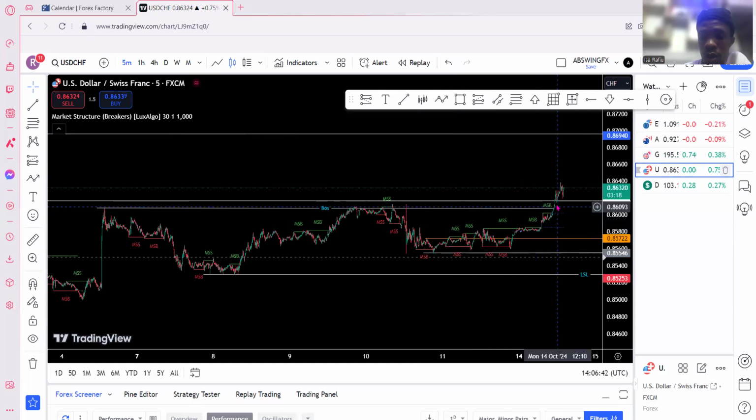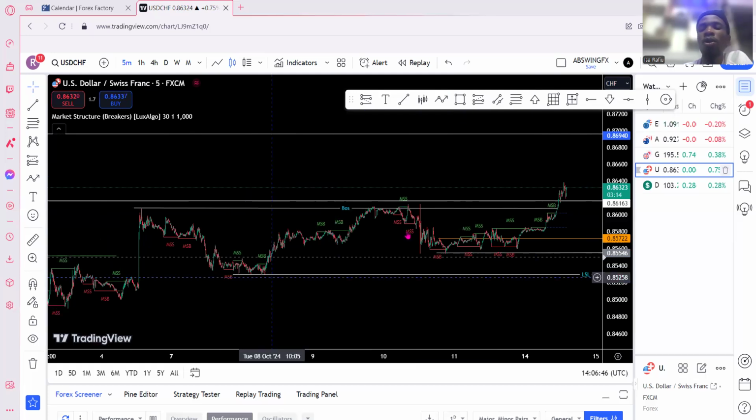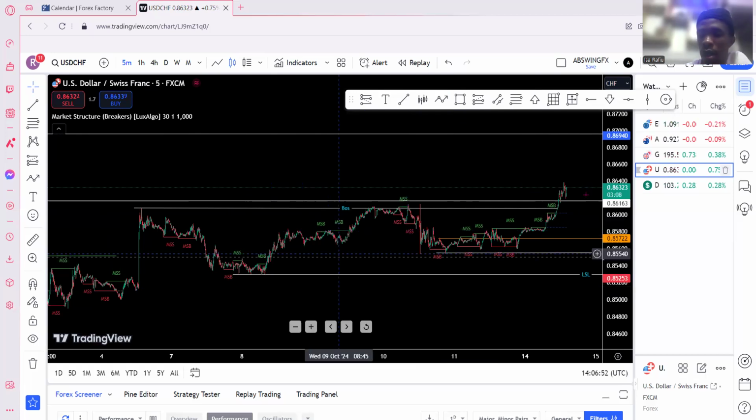Structure. So simple as that. It's a nice psychological line. It's nice, super nice.